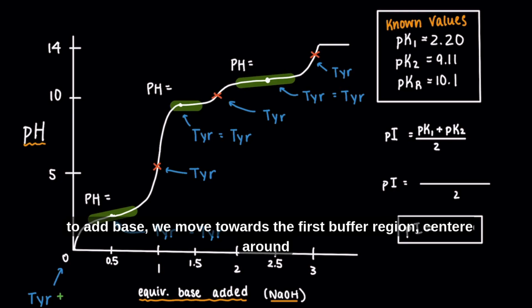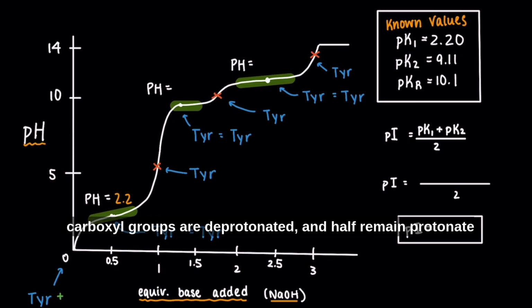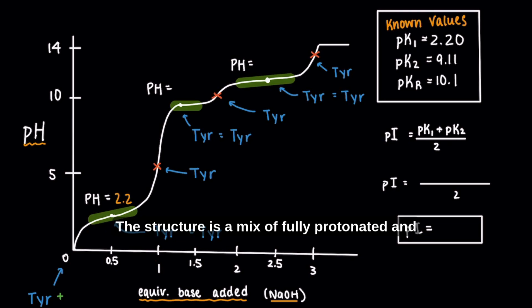As we begin to add base, we move towards the first buffer region, centered around half an equivalent, where the carboxyl group starts to deprotonate. At this point, the pH is approximately 2.2, which is the pKa of the carboxyl group, and the system is buffering. Here, about half the carboxyl groups are deprotonated, and half remain protonated. The structure is a mix of fully protonated and zwitterionic forms.